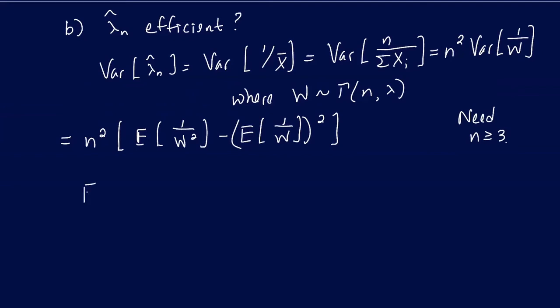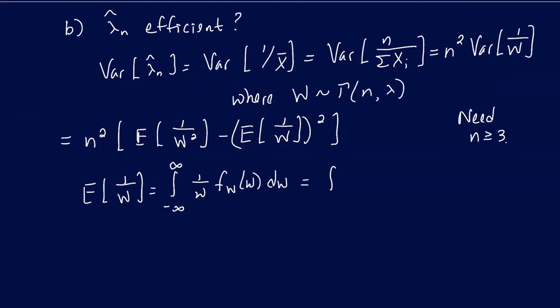So the expected value of 1 over W is the integral from minus infinity to infinity of 1 over W times the PDF for W. But W has a gamma distribution and the support is 0 to infinity. In other words, that integral is going to zero out for all the negative W's you want to plug in there. 1 over W, then 1 over gamma of n, lambda to the n, W to the n minus 1, e to the minus lambda W, dW.